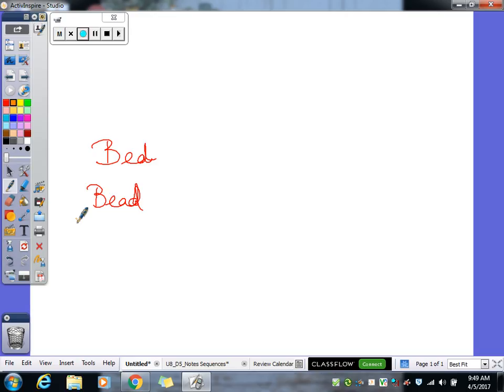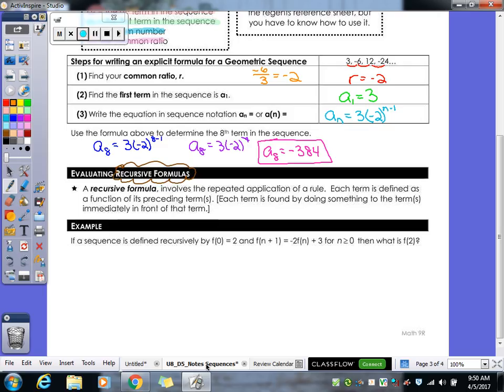So I can't figure out my second term until I know my first term. I can't figure out my 5th term until I know my 4th term. But to get that one, I need to know my 3rd term. And to get that one, I need to know my 2nd term and then the 1st term. So they're all connected. That's the thing with the recursive formula. So it involves the repeated application of a rule. So you're always constantly multiplying times something, or you're always adding something to get you to your next number.